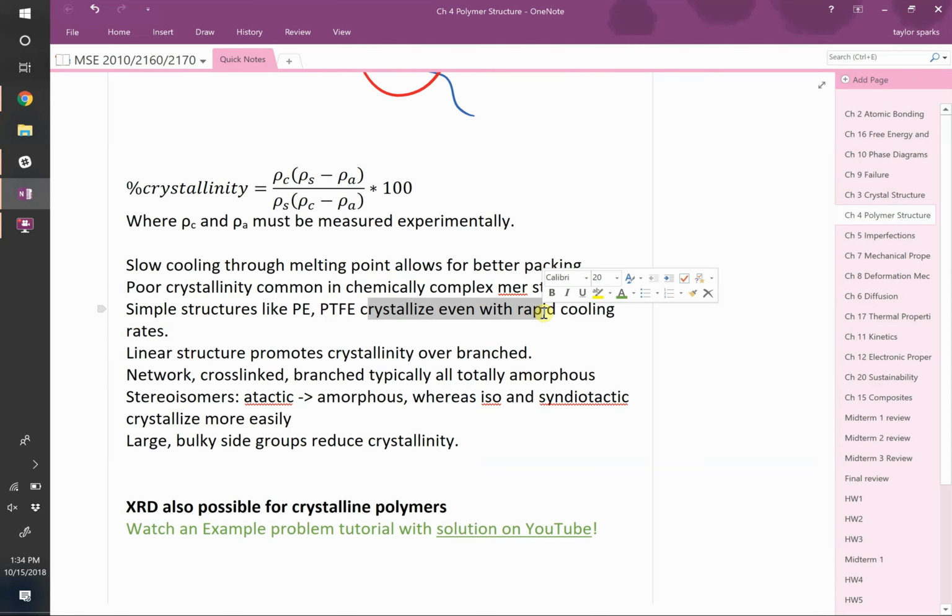Yeah, Ashton? And then other question? What is a rho S? So rho is density, and then the subscript C, S, and A stand for perfectly crystalline, your sample, and amorphous. So if you can measure the density of your sample, that's rho S.